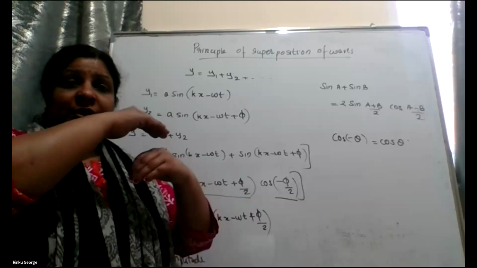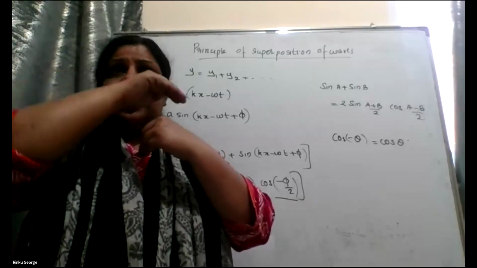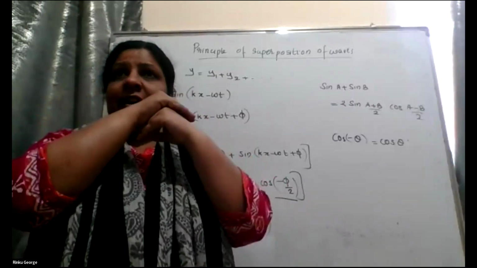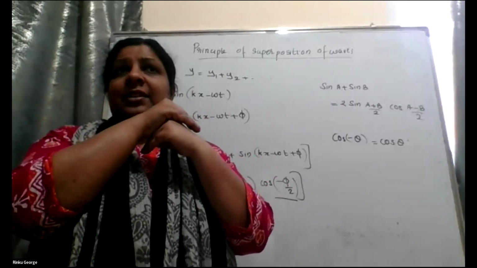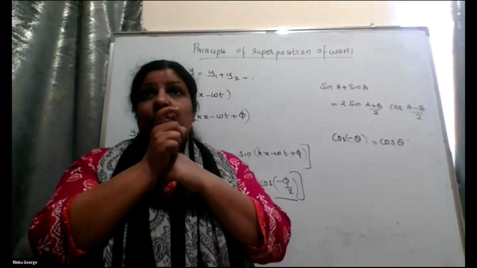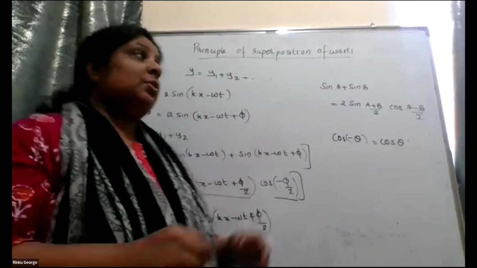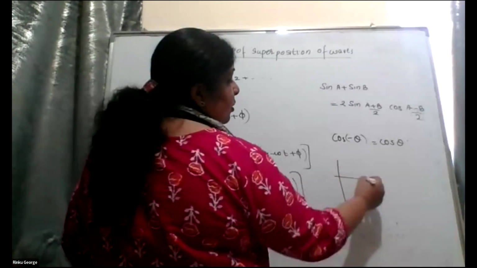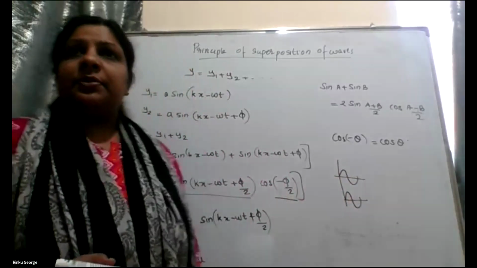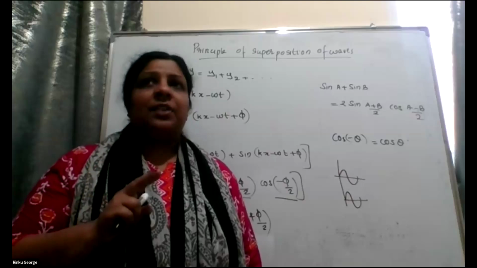Constructive means both are in the same phase, like there is no phase difference. They will get added. I showed you: amplitude 2 and amplitude 5 in the same direction get added. You'll get 7. That is constructive interference. For getting constructive interference, the phase difference between the two waves should be 0. That means two sine waves will undergo constructive interference, right? What is the phase difference between two sine waves? 0. It's the same phase only.